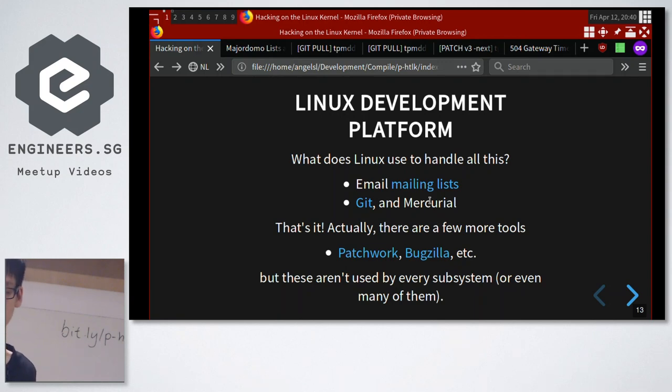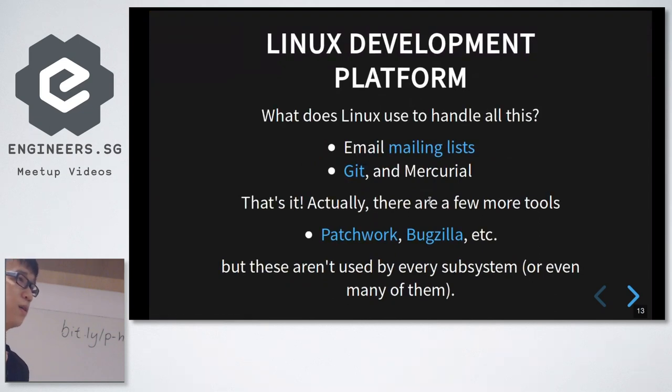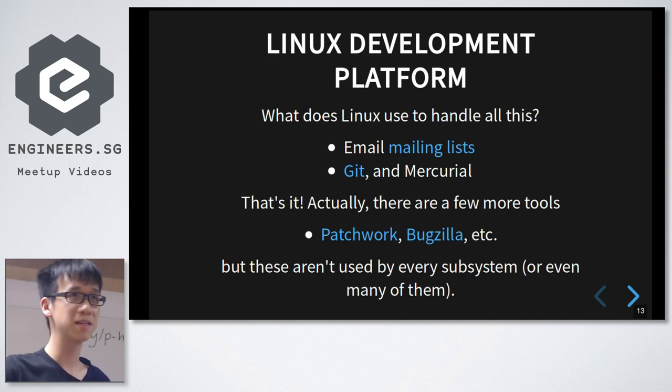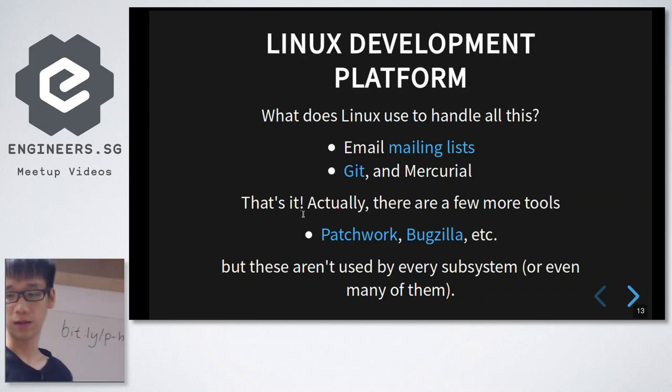Yeah. And there are people who don't like Git because it has a terrible UI. So they use Mercurial, and apparently it works. I personally haven't tried it because I think Mercurial is very slow. And there are also a few tools like Patchwork and Bugzilla. So Patchwork is this website that tracks the patches that are emailed into the Linux kernel. It's basically a nicer UI to look at patches instead of looking at the mailing list archives.